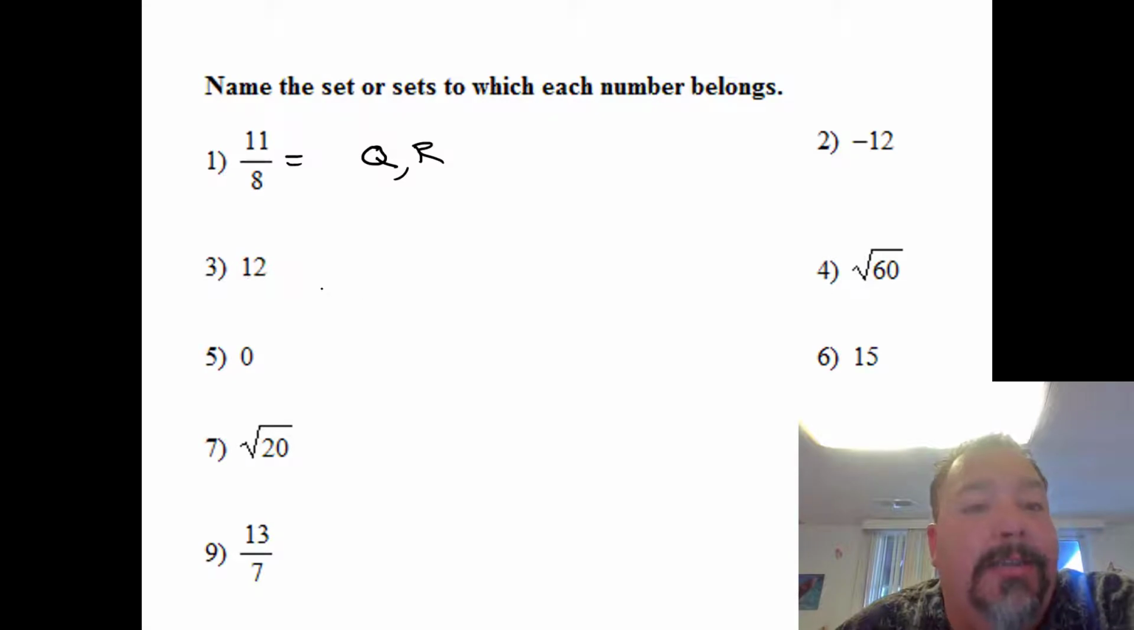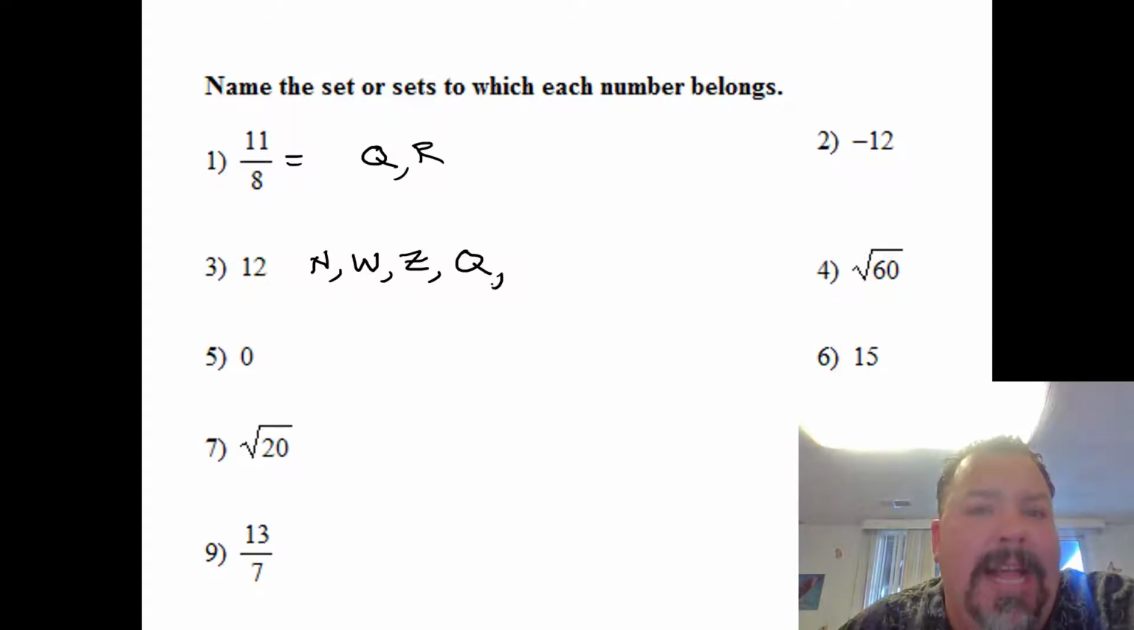12, on the other hand, what is 12? Well, the first place I start to see 12 is it's a counting number. I can count up to it. Since it's a counting number, it's also a whole number. That means it's also an integer, so I'll put a Z for integer. And it is a rational number, because I can write it as a fraction, 12 over 1. And then it's also a real number, so I put an R there. So 12 is almost all of them.